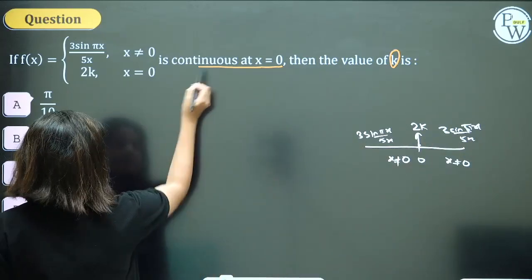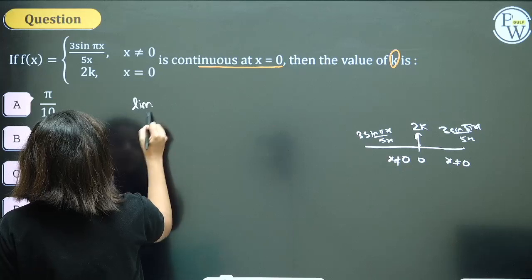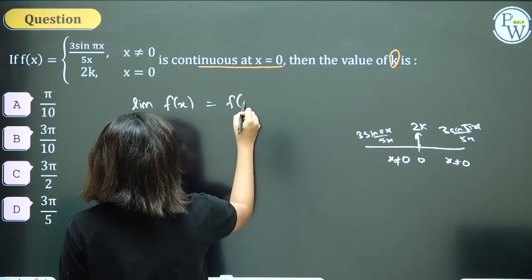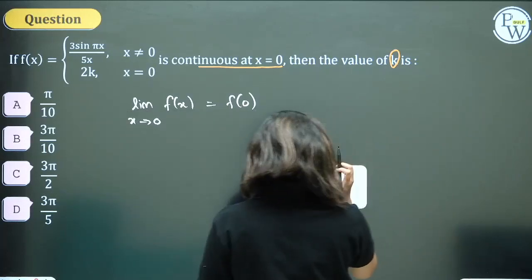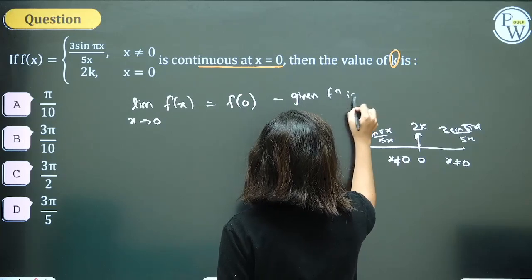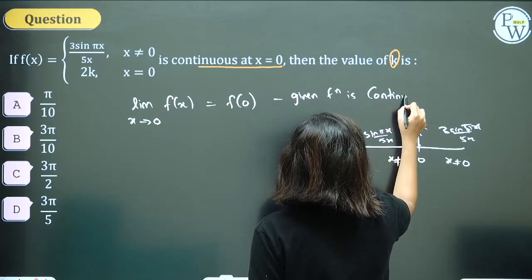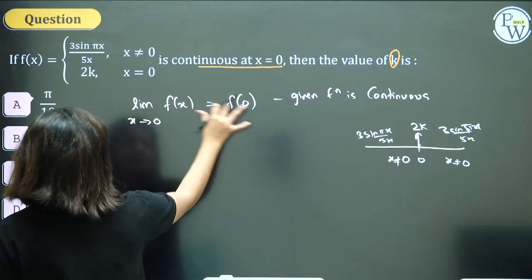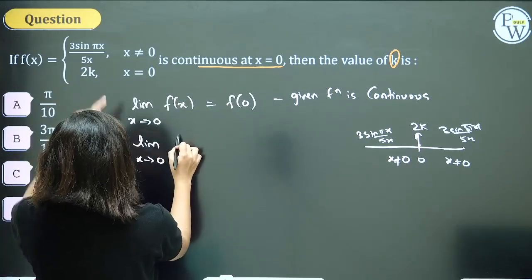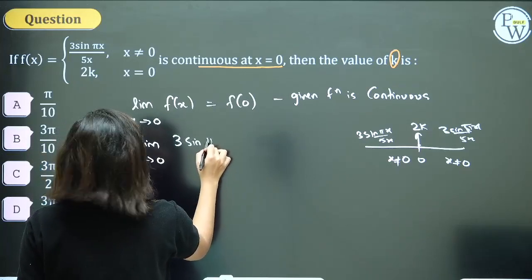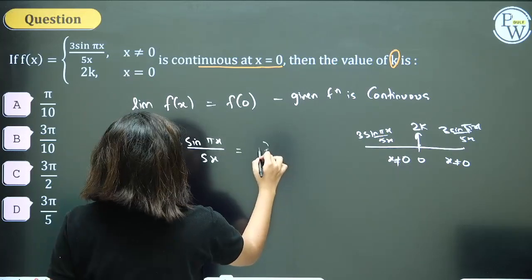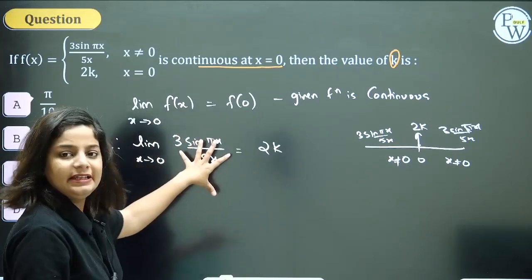Here, according to the first definition, limit x tends to 0 of f of x is equal to f of 0. Why? What is the reason? The given function is continuous. Because the function is continuous, we can say this. Therefore, limit x tends to 0 of 3 sine pi x upon pi x is equal to f of 0, which is 2k. Simplify the left hand limit.